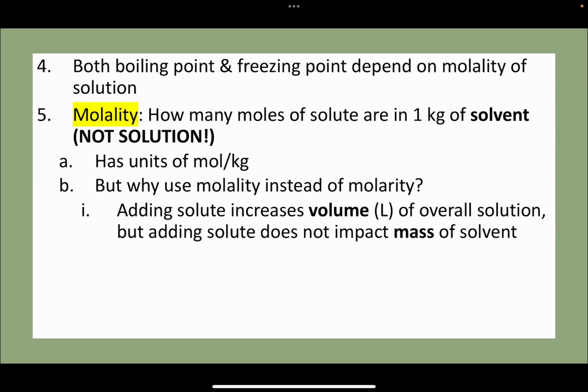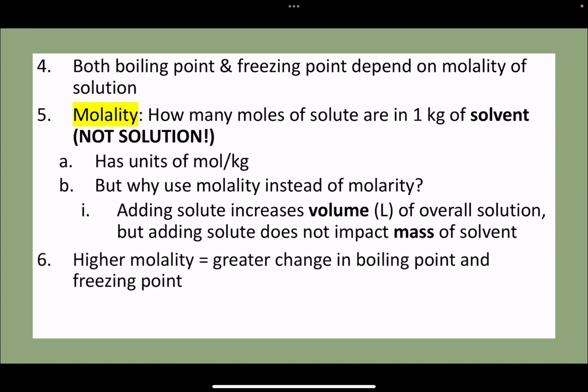Remember, molarity, which we discussed previously, is measured with units of moles of solute per liter of solution. Of solution, not solvent. Because colligative properties depend only on the amount of solute present, we need to use a parameter that does not depend on the volume of solution, since the volume of solution changes as we add more solute. The bottom line is that a higher molality results in a greater change to a solution's boiling point and freezing point. There is a direct relationship between molality and these two colligative properties.